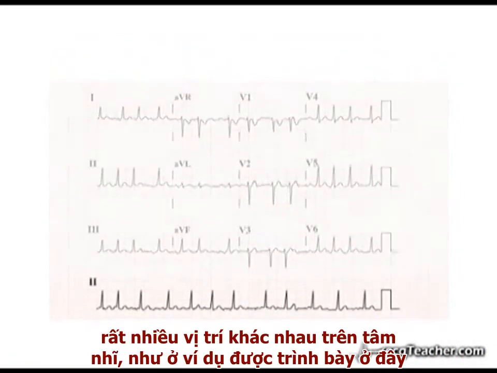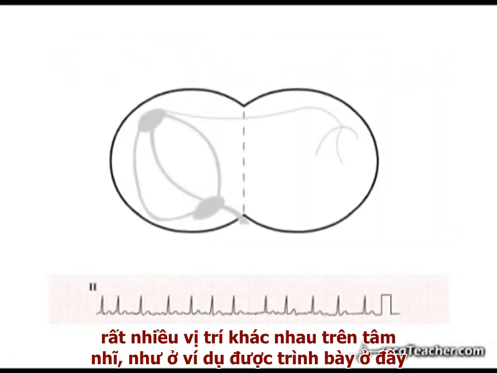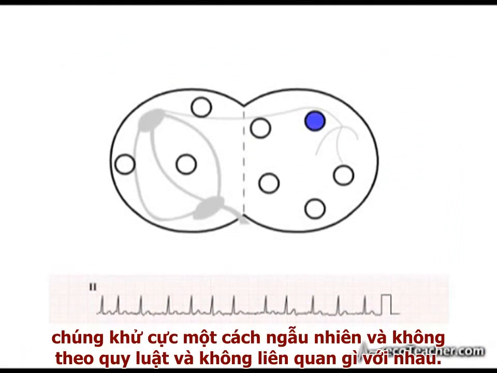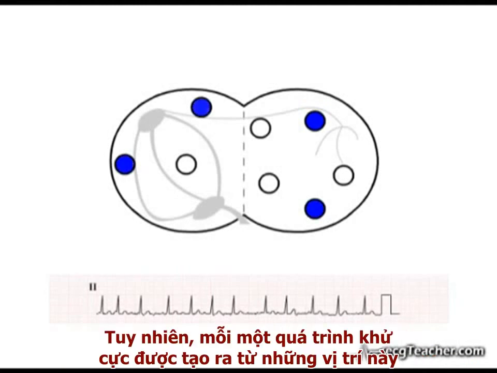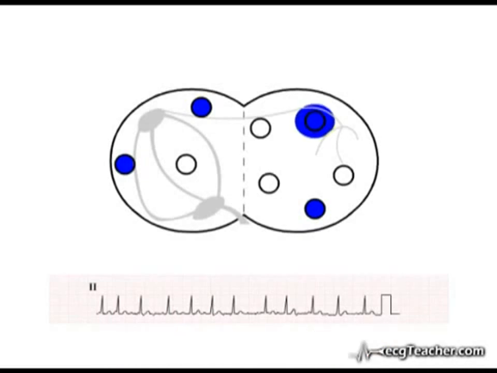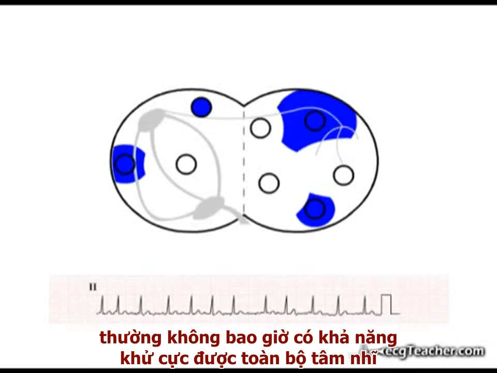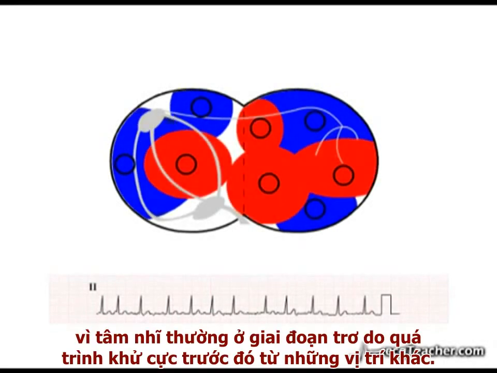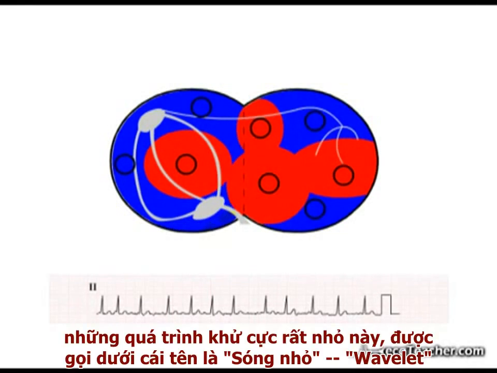In this arrhythmia, multiple sites within the atria, in the example shown here 8 but often many hundreds, are depolarizing randomly and independently of one another. However, the individual depolarization events generated by these sites never manage to completely depolarize the atria, as they run into refractory zones generated by earlier discharges from other sites. These relatively small depolarization events are therefore referred to as wavelets.